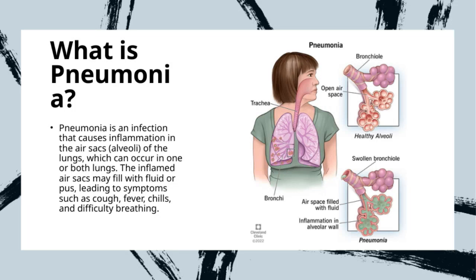Pneumonia is an infection that affects the lungs, specifically causing inflammation in the tiny air sacs called alveoli. These alveoli are crucial because they are where oxygen passes into your blood and carbon dioxide leaves. When they become inflamed, it can happen in just one lung or both lungs, depending on the severity and cause of the infection. The inflamed alveoli may fill up with fluid or pus, which makes it much harder for oxygen to get into your bloodstream and for you to breathe easily. That's why symptoms like cough, fever, chills, and difficulty breathing are so common with pneumonia.